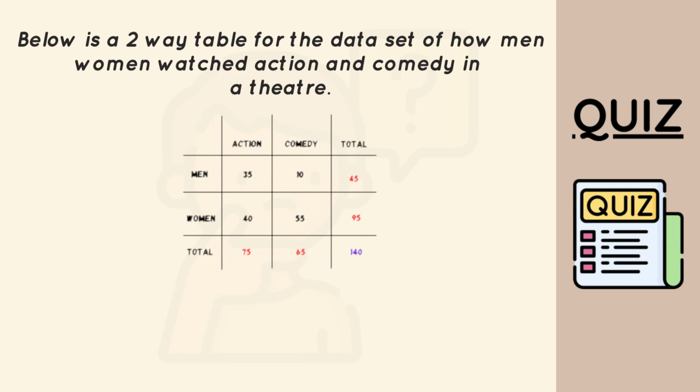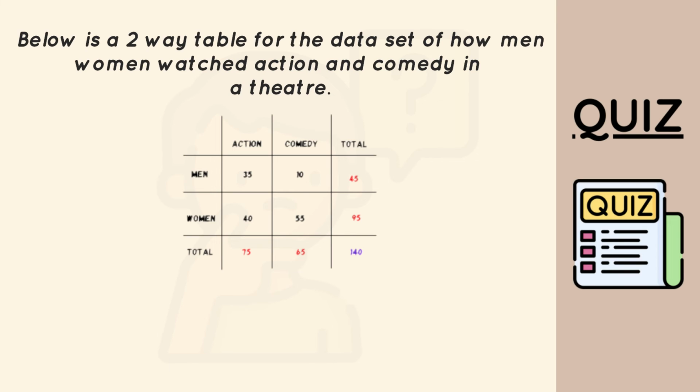So the probability of A intersection W, the probability of her being a woman and liking action movies, is equal to the number of women that love action movies, which is 40, divided by the total number of people, which is 140. And the probability of her being a woman is the number of women we have, which is 95, divided by the total number of people, which is 140.